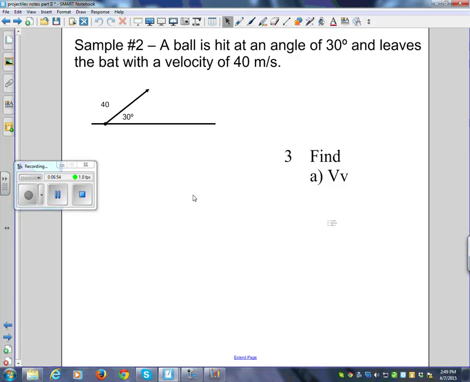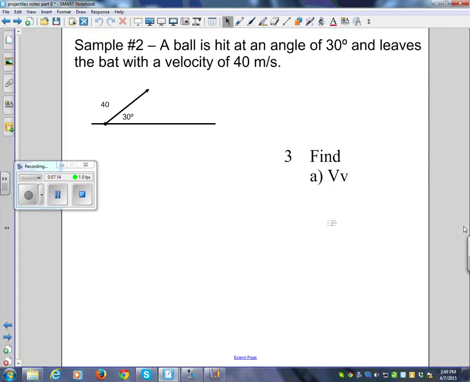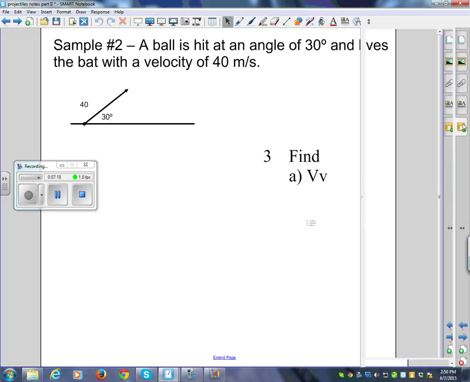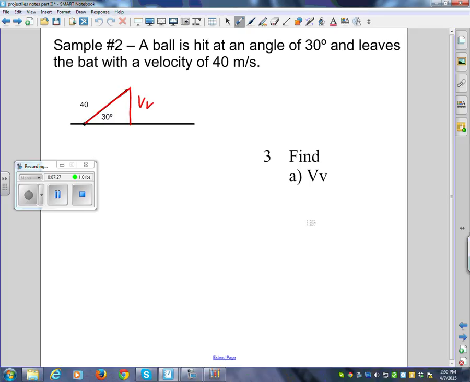I want you to tell me what is the vertical velocity, the vertical component. How do you do it? Break it into components. You can do this. We've done this already. How do you find the vertical component? We did it yesterday too. Let's just type it in. Yeah, just type it in. One decimal place, I believe.